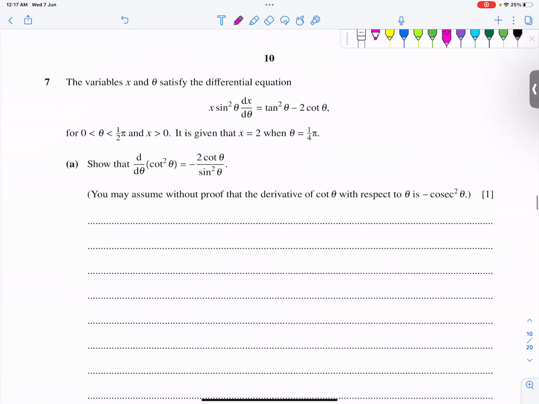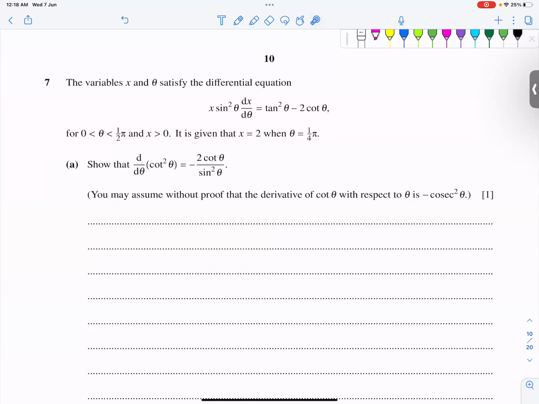The variables x and theta satisfy the differential equation x sine square theta dx over d theta is equal to tangent square theta minus 2 cot theta, for 0 less than theta less than pi/2 and x greater than 0. It is given that x is equal to 2 when theta is equal to pi/4. Show that the derivative of cot square theta is equal to minus 2 cot theta divided by sine square theta.